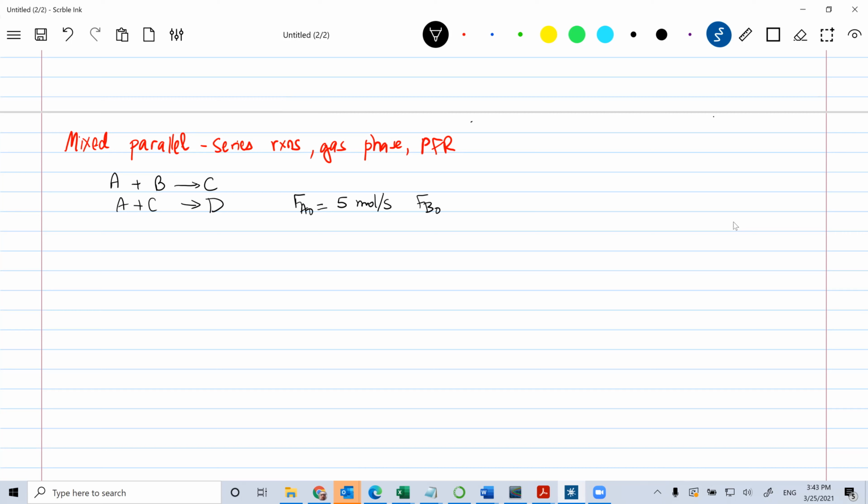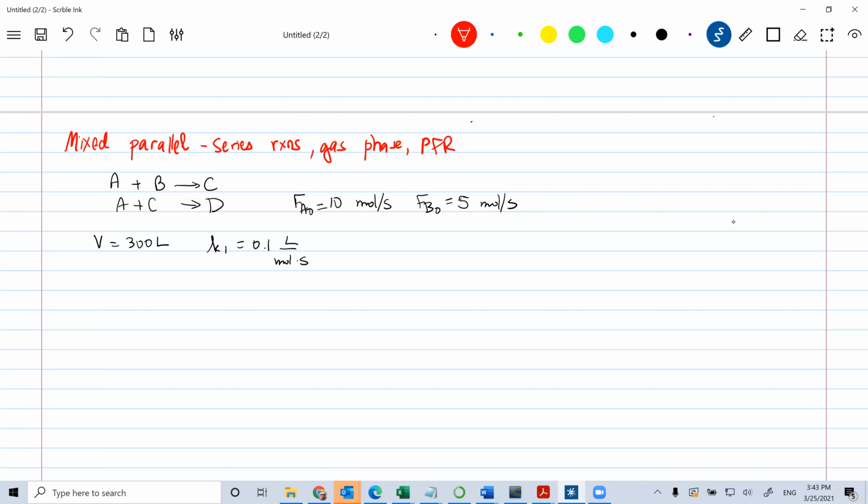Oh, I think I had it reversed. So it's 10 moles per second, and then 5 moles per second of B. So I had it that way. And the volume of the reactor is 300 liters. And you're given k1 is 0.1, and this is gonna be 0.1 liter per mole second.